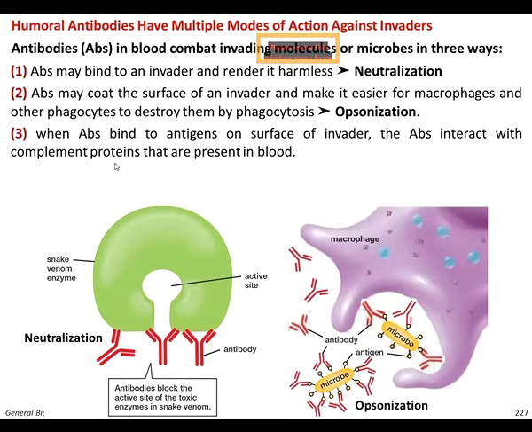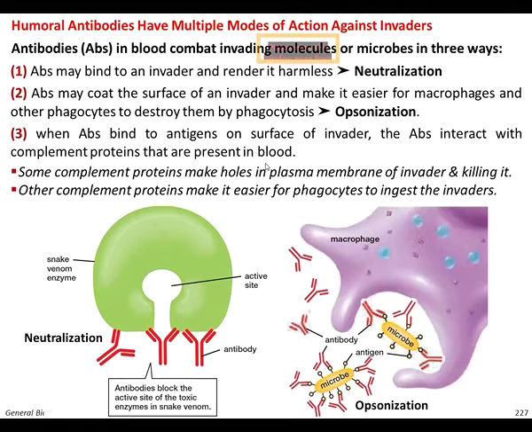When antibody binds to antigen on the surface of the invader, like in these examples, it can as well interact with complement proteins that are present in the blood. And these complement proteins can make holes in the plasma membrane of the invader, killing it. Other complement proteins make it easier for phagocytes to ingest invaders. So actually, some other complement proteins do the same function as opsonization by the antibody.